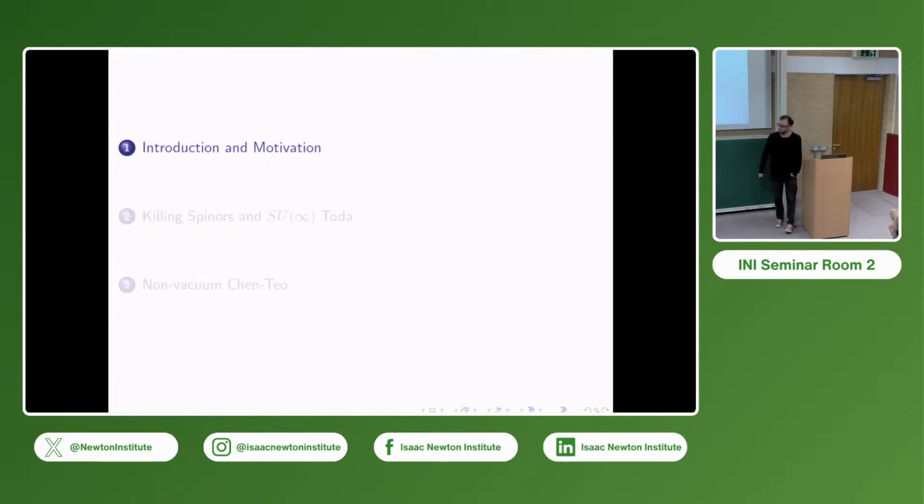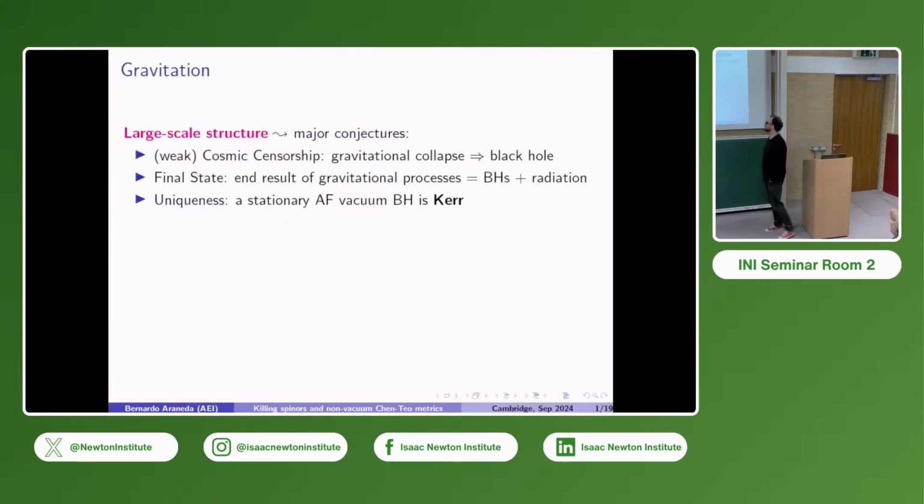So, it will be a sort of very hand-wavy motivation, but roughly speaking, we can separate our understanding of gravitational phenomena, at least according to GR, into two different regimes. On the one hand, we have the large-scale structure and the behavior of the gravitational fields and how it's summarized by a number of major conjectures in GR.